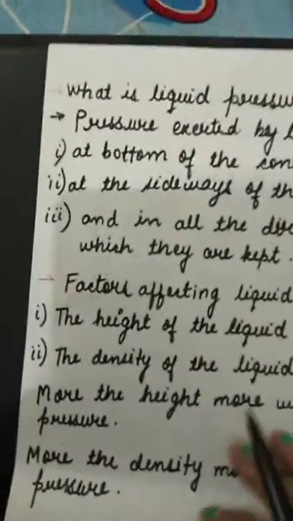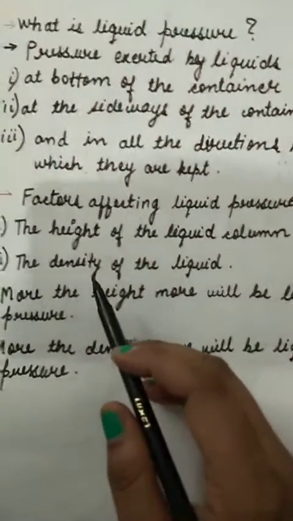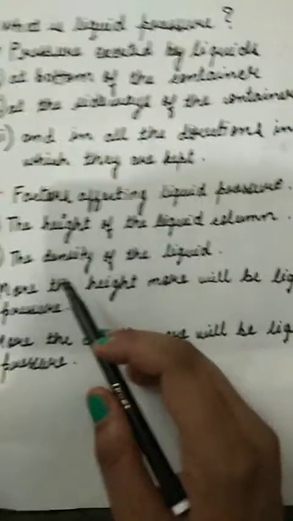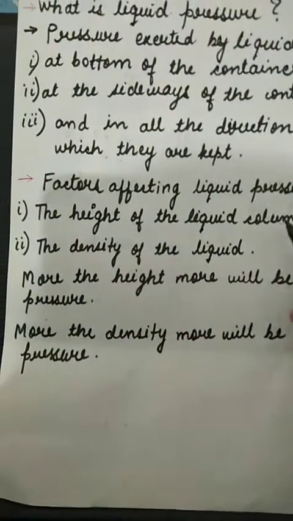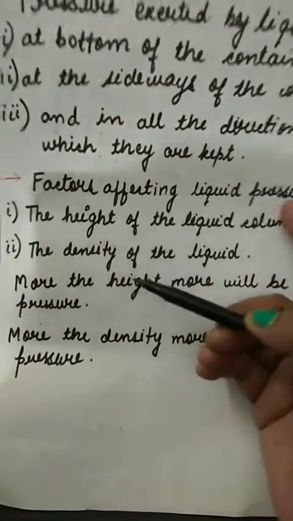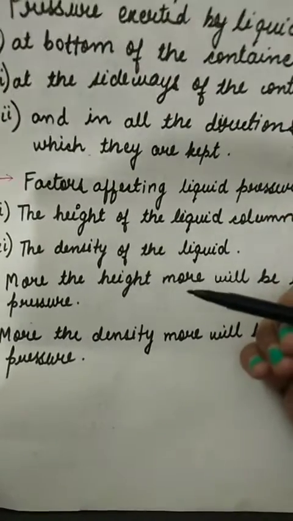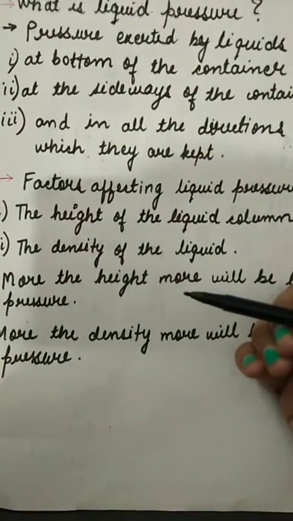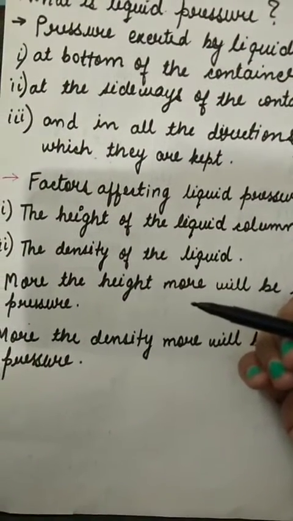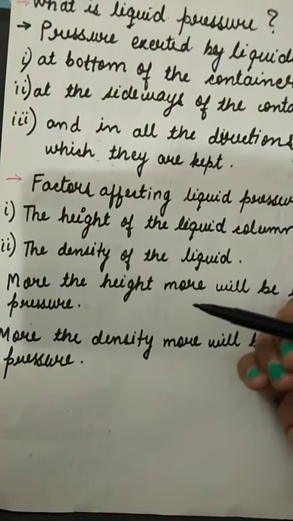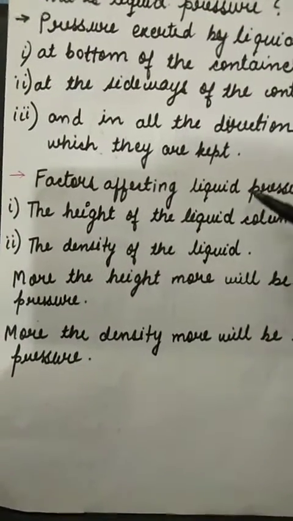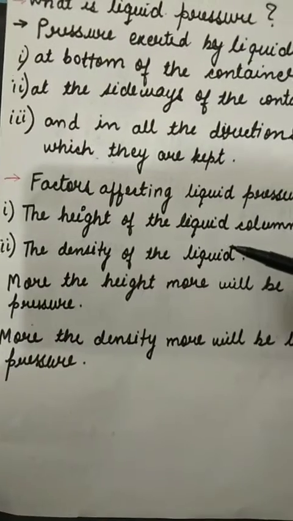Now our next point is factors affecting liquid pressure. There are some factors which affect liquid pressure, and the factors are the height of the liquid column and the density of the liquid. Now how can we understand these two factors?